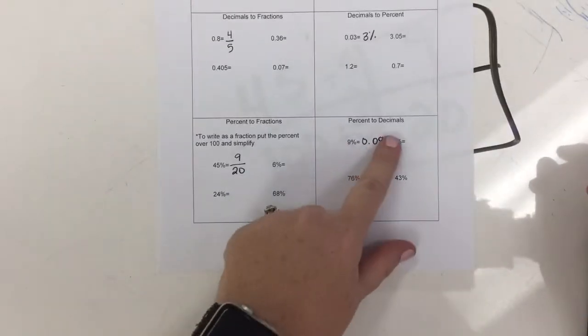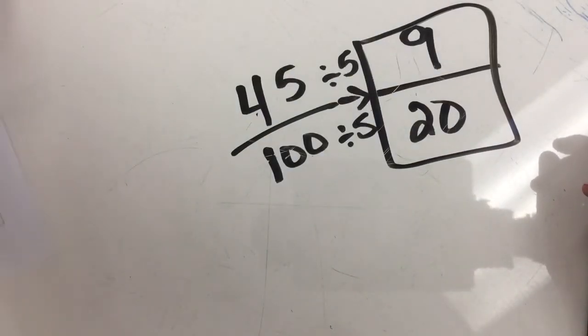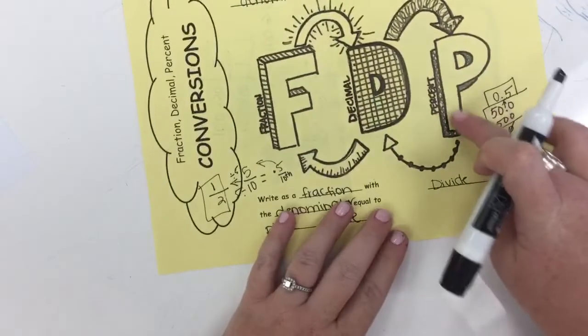And the last thing is percent to decimals. We're gonna divide by 100. So my arrow percent to decimal, we're gonna divide by 100.